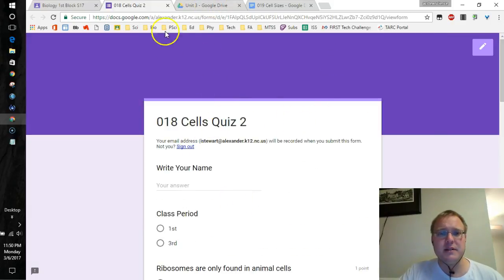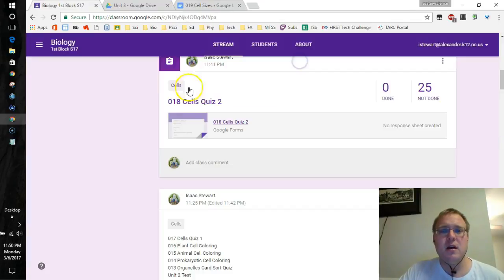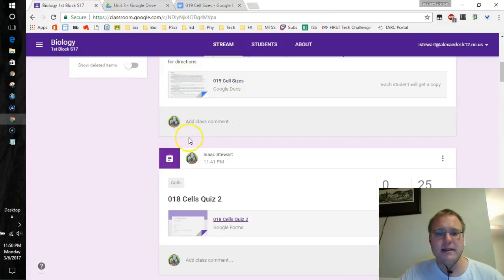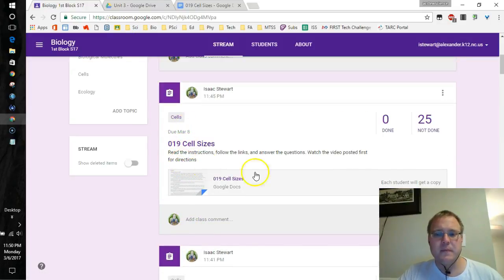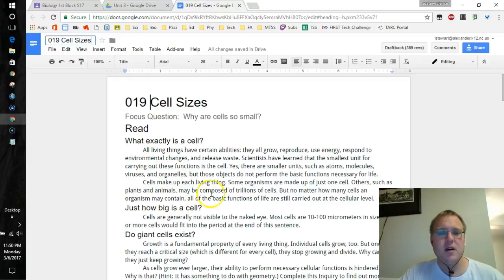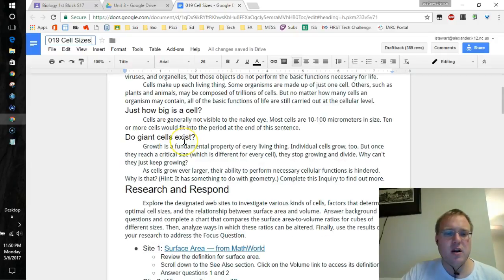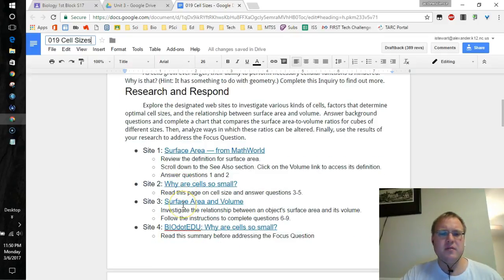Once you finish that, you go ahead and submit it, and we'll go to your second assignment, which is assignment 19, cell sizes. You're going to copy that one, and it's going to be opened up. This is a little activity. There's some reading here about cells and how big they are, thinking about whether giant cells exist. And then there are several links.